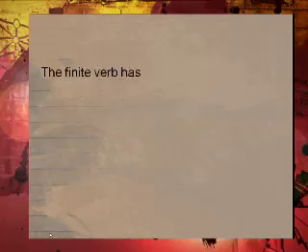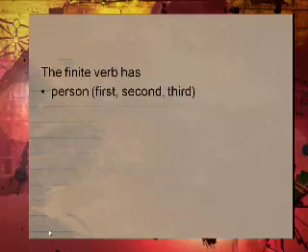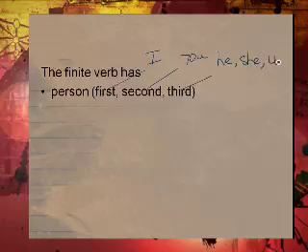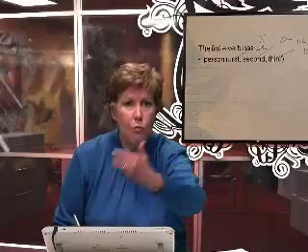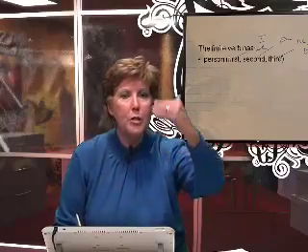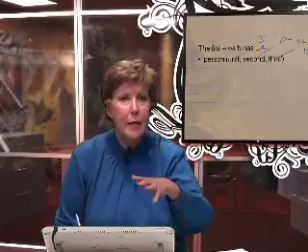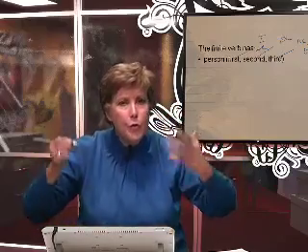A finite verb has person. First person, second person, third person. First person is I, second person is you, third person is he, she, or it. In the plural, we, you again, and they. So if I say the boy runs, he runs, we are talking about third person. I talk, first person.